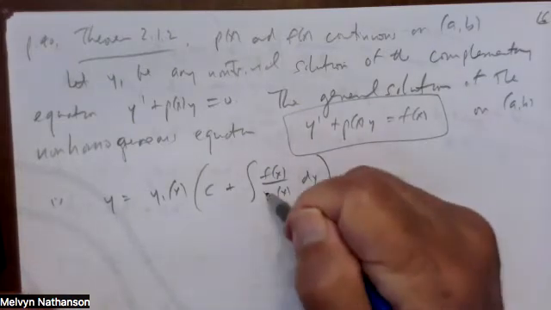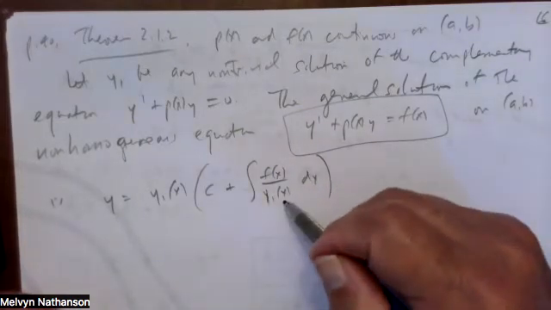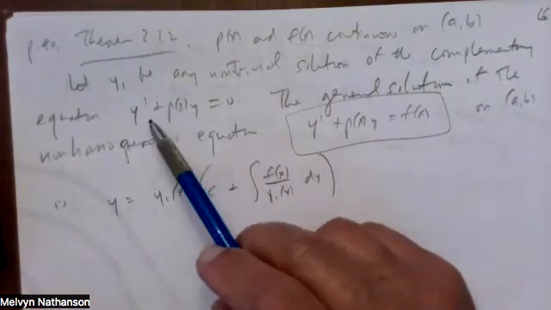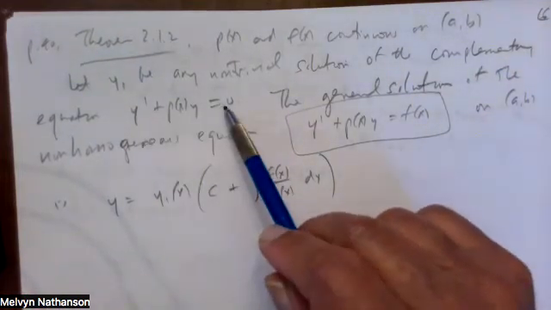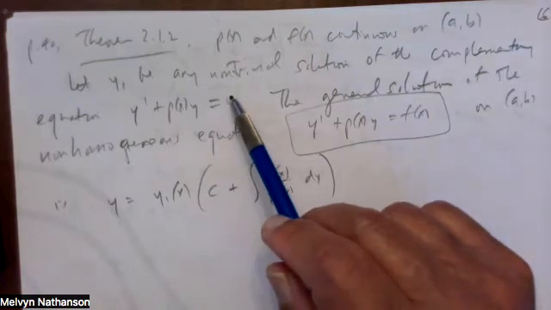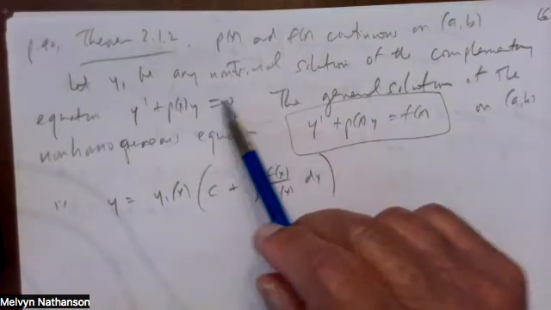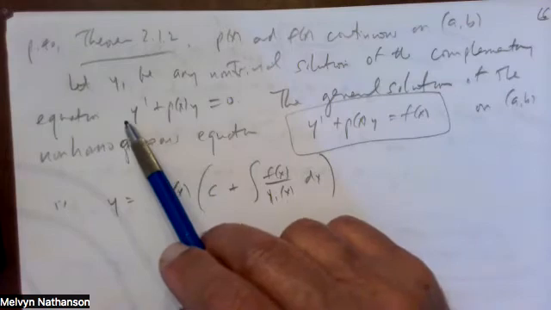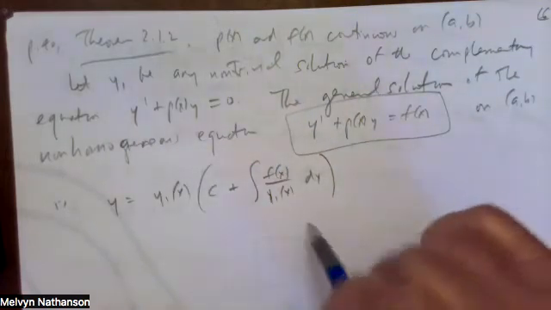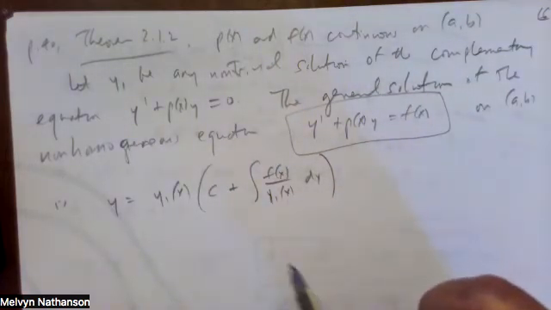And you might ask, how do I know I can divide by y1? And that's because we saw that for the solution of the homogeneous equation, the solution is never zero. On any open interval, it's either always positive or always negative. You can always divide by y1 of x.